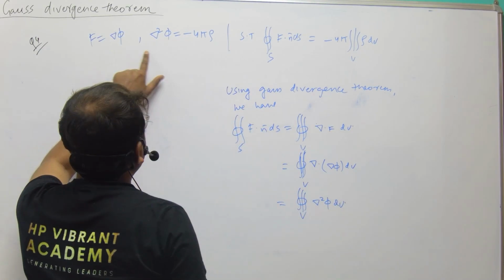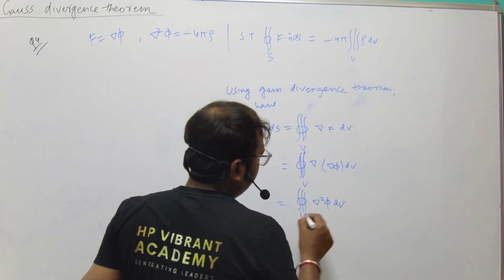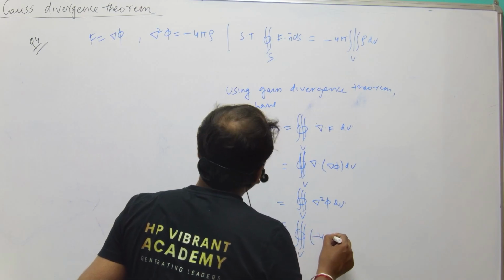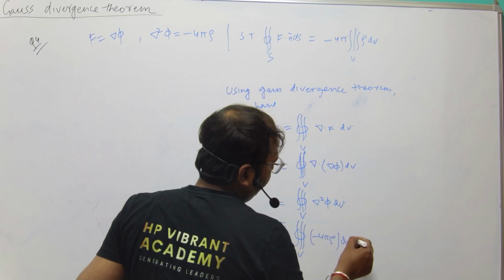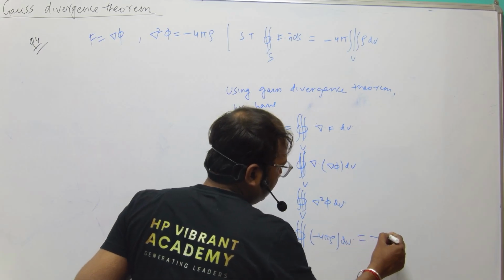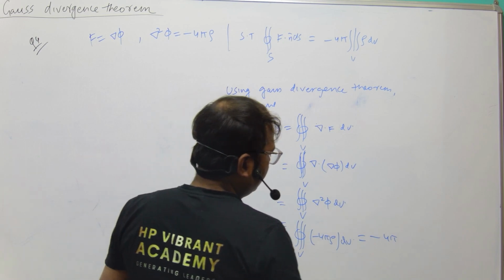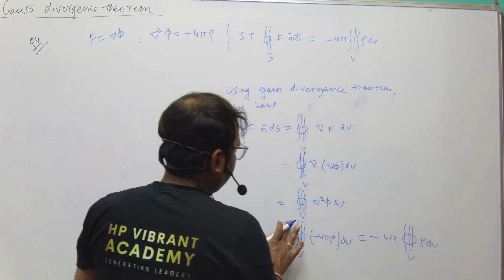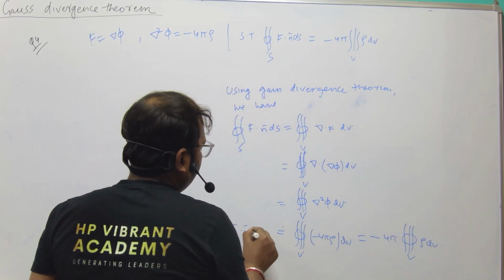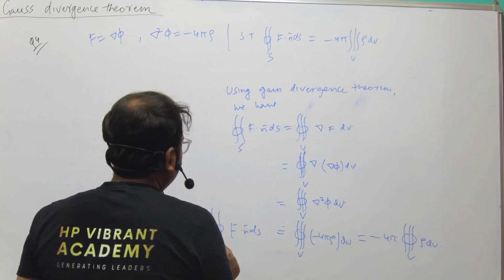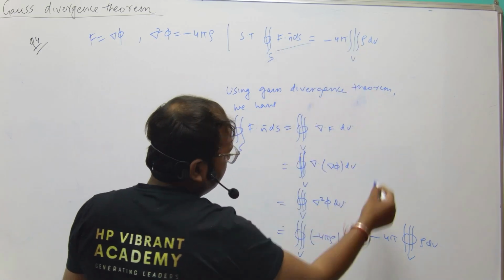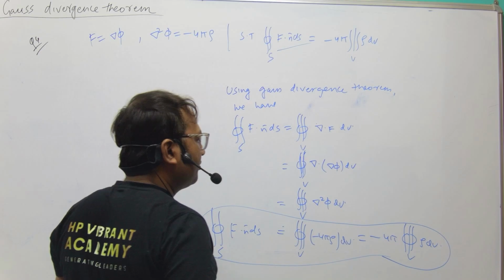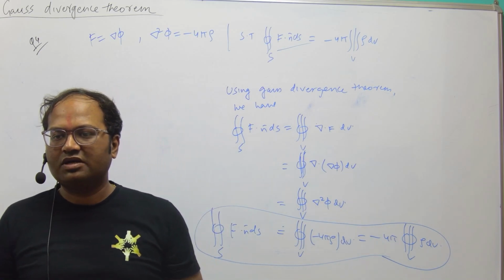Del square phi is equal to minus 4 pi rho. So this is equal to the triple integration along the volume V of minus 4 pi rho dV. So this is equal to minus 4 pi times the triple integration along the volume V of rho dV, and this is equal to the surface integral of F dot n cap dS along the surface S. So we have shown that F dot n cap dS is equal to minus 4 pi times the integral of rho dV along the volume V. This is the basic expression that we have to show. Okay, so this is all about the Gauss divergence theorem. Thank you.